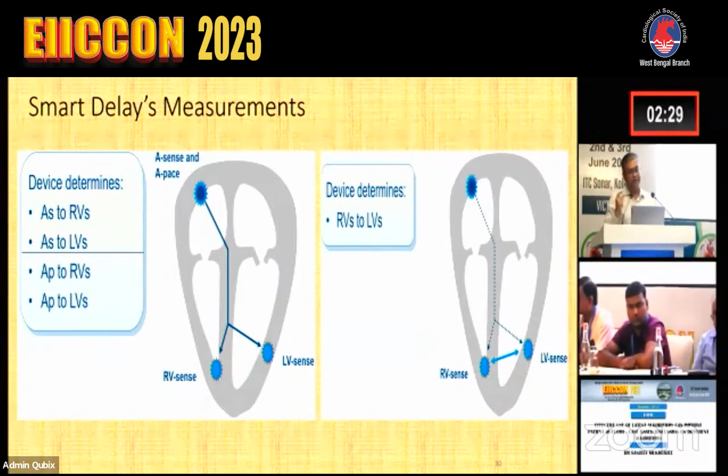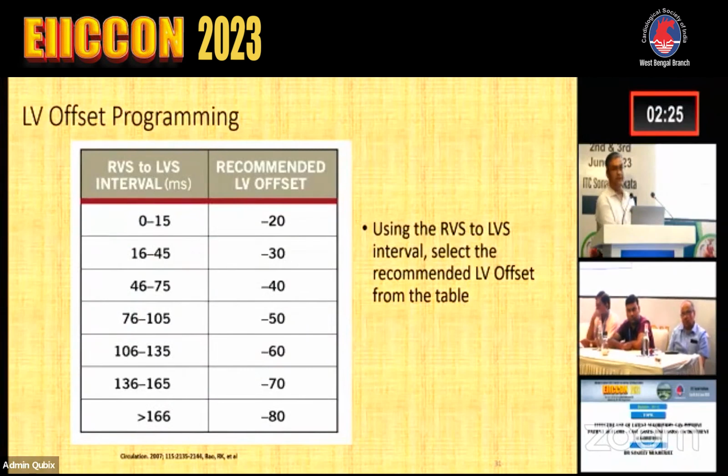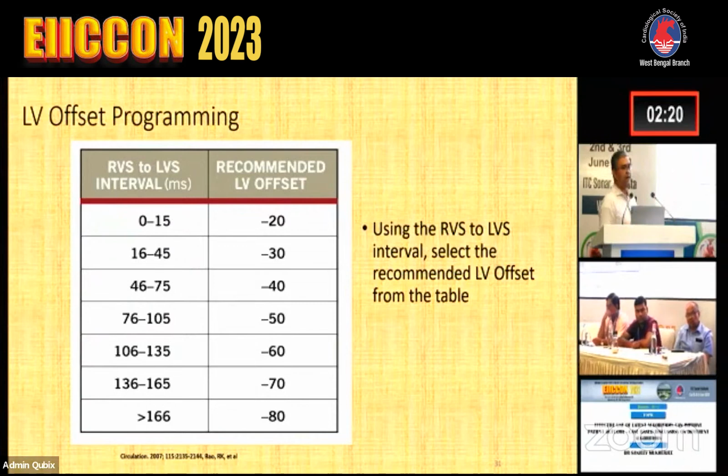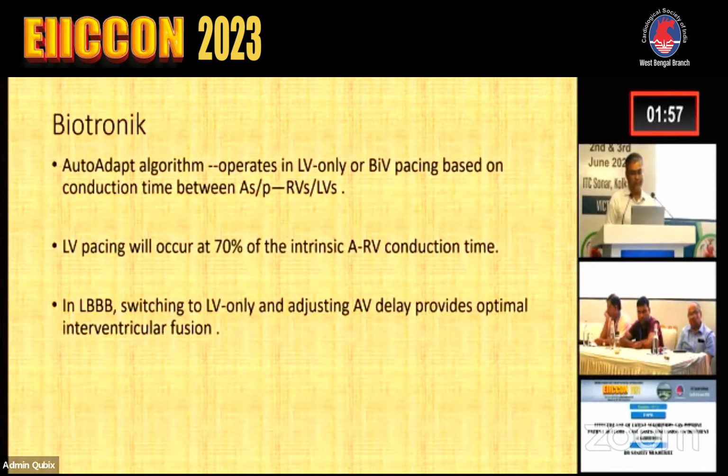For the VV delay, you have this kind of a chart. So you can measure the VV delay. The device will tell you this is the VV delay between the LV and the RV, and you can program the VV delay. So again, an additional thing here is that because you can sense the LV lead, you can also program the VV delay, or the interventricular delay, in this algorithm. The advantage is that, data-wise, they have also shown that the LV volumes definitely come down if you program them on this particular algorithm.